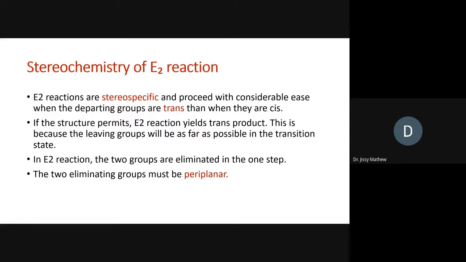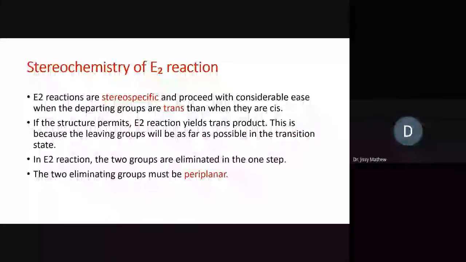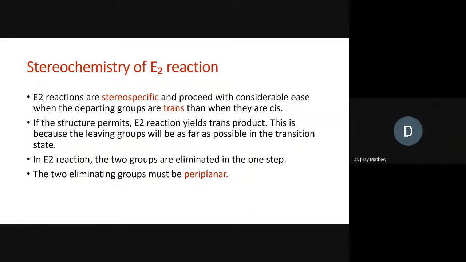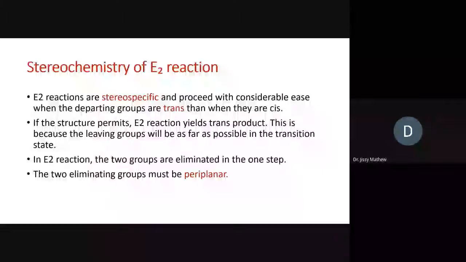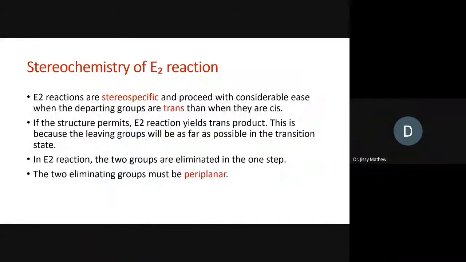And let us see the stereochemistry of the E2 reaction. E2 reactions are stereospecific and they proceed with considerable ease when the departing groups are trans than when they are cis. And if the structure permits, the E2 reaction yields the trans product, because in that case, the two leaving groups will be as far as possible in the transition state.